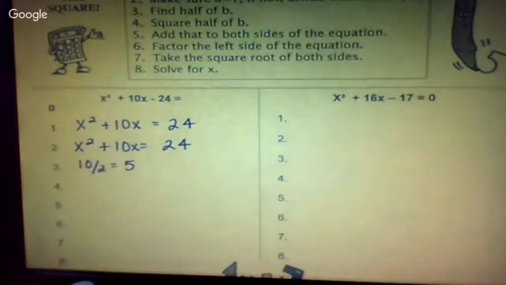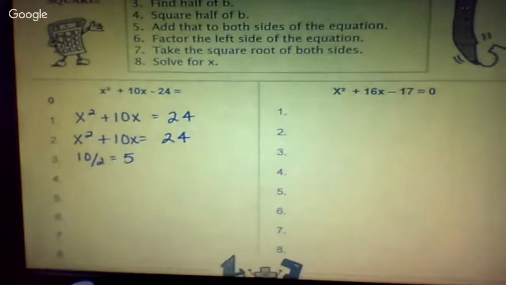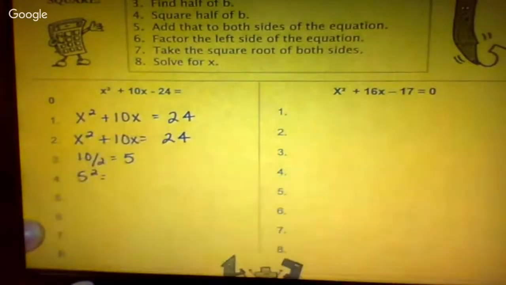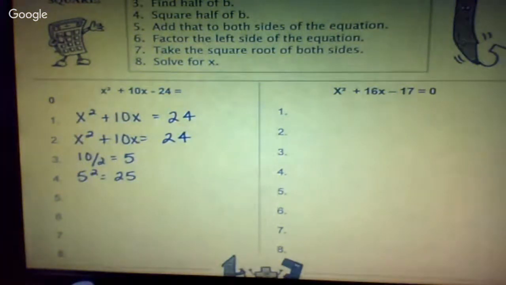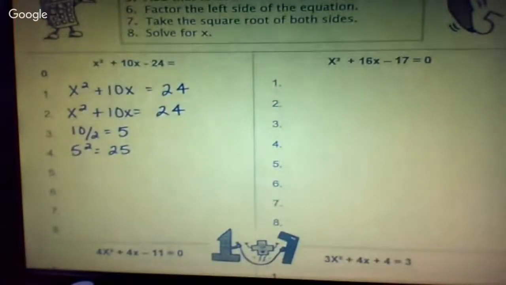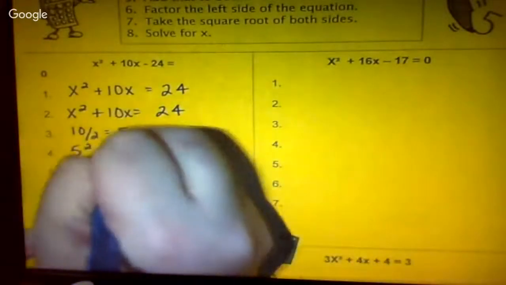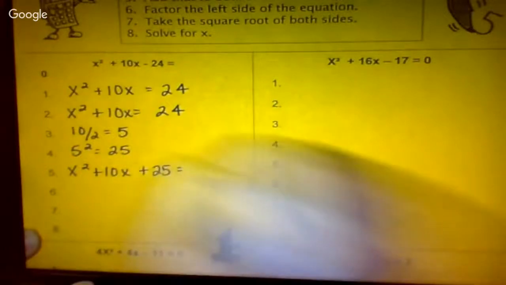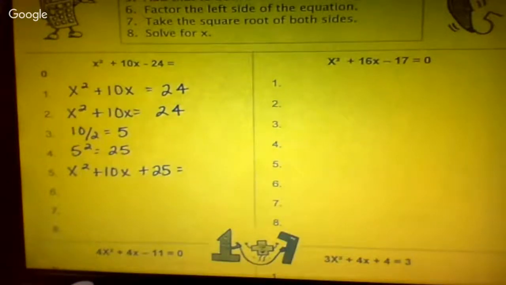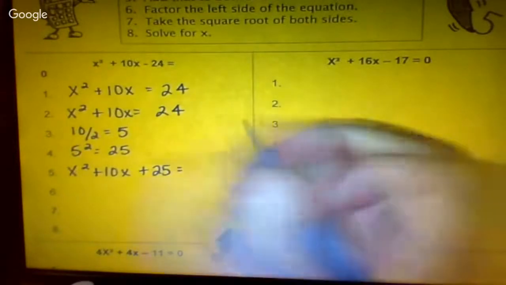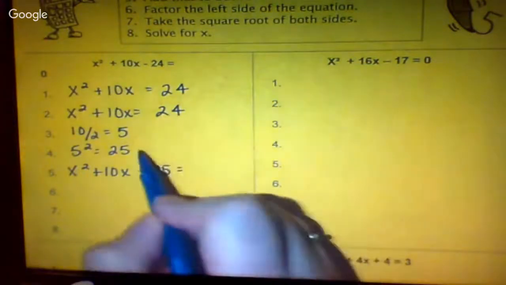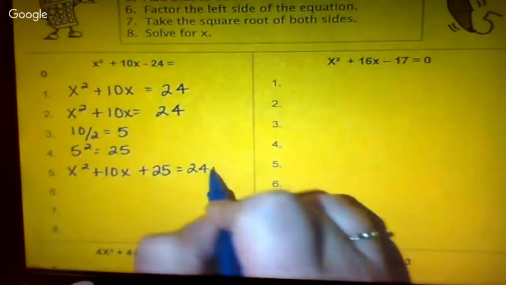Step number 4 then says square that half of b. So we need to square 5. What does that give me? 25. Remember, 5 squared is like taking 5 times 5, which means we have 25. Okay. Step 5 says add that to both sides of your equation. So we're going to add 25 to this side. There's nothing to combine it with. So it becomes x squared plus 10x plus 25. And then we're going to add 25 to the right-hand side. So we have 24 plus 25.